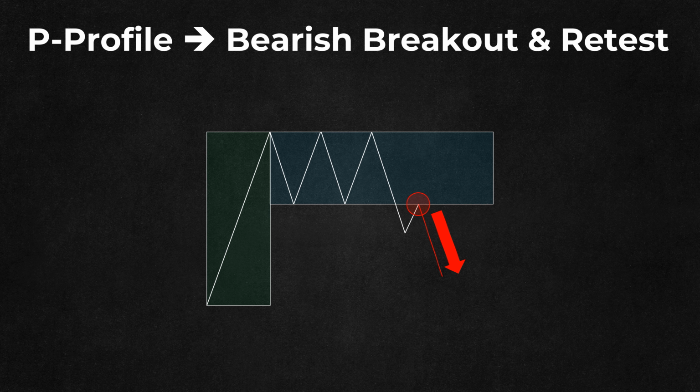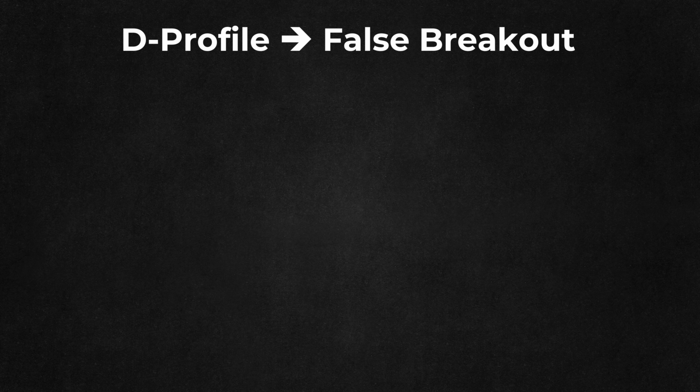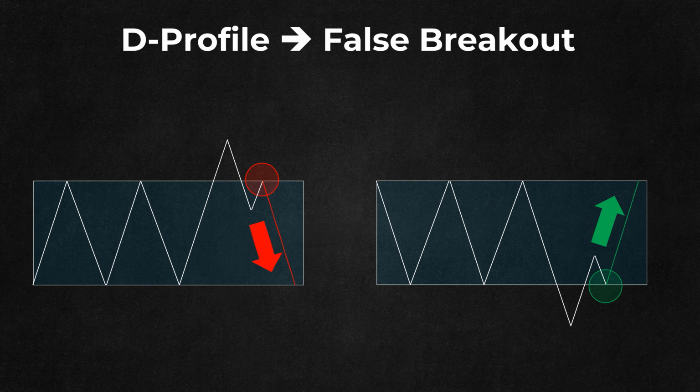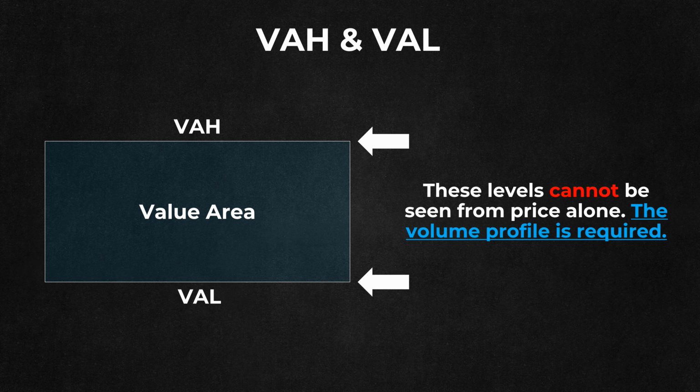In the B profile, we have the same four scenarios, but with the inverse logic, as you can see here. In the D profile, we have basically two scenarios: the false breakout to either side and the real breakout to either side. An order flow trader would establish the boundaries of the range using the value area extremes in the volume profile, while a price action trader would simply use the apparent boundaries established by price action.